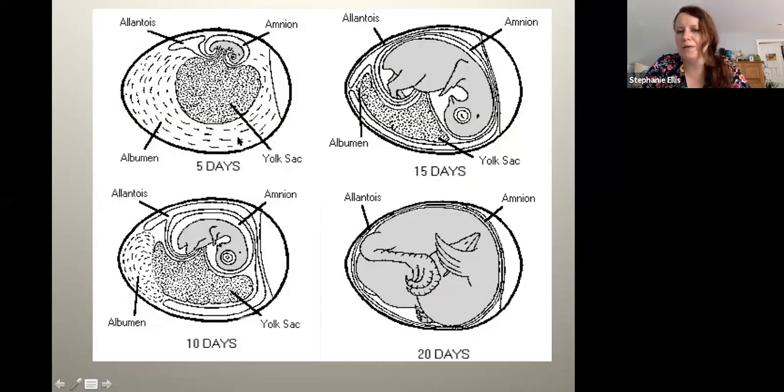So these are just some more pictures showing you what I've just detailed. 5 days, 10 days, 15 days. As the chick gets bigger, look at the airspace. Small, bigger, big, huge. He gets into this tucking position.